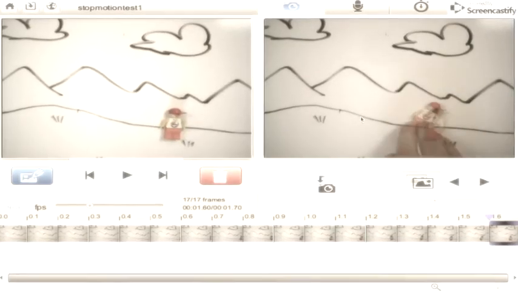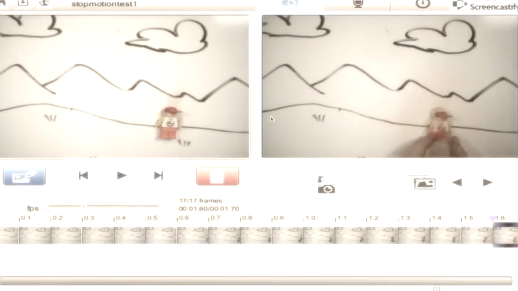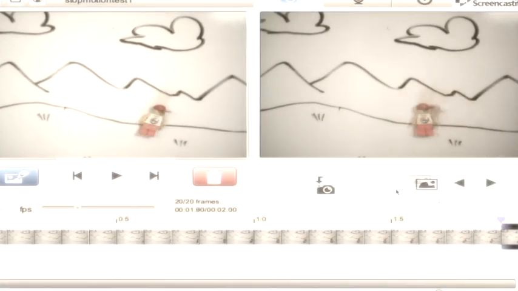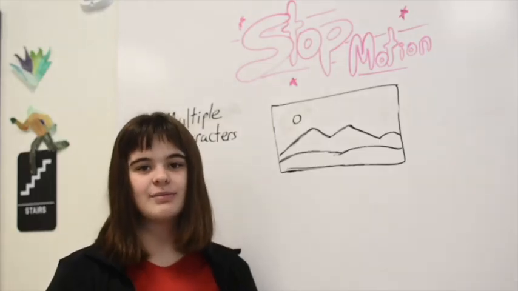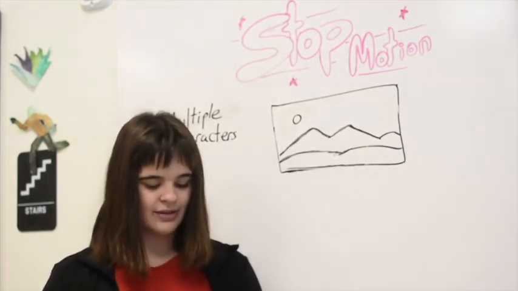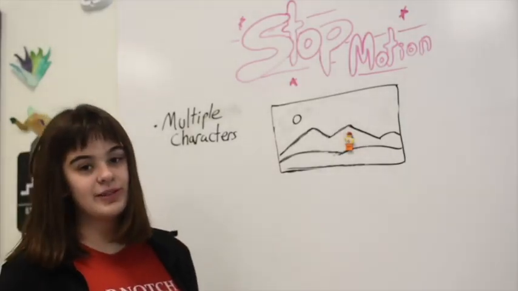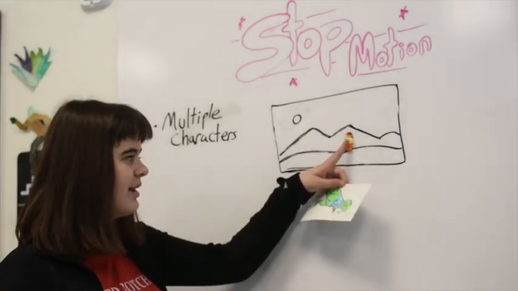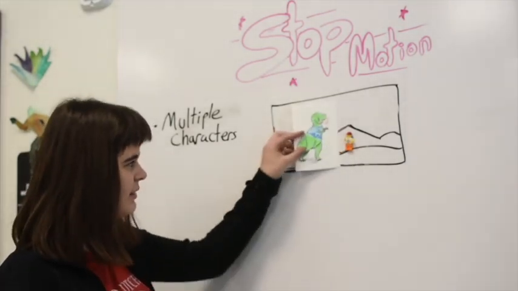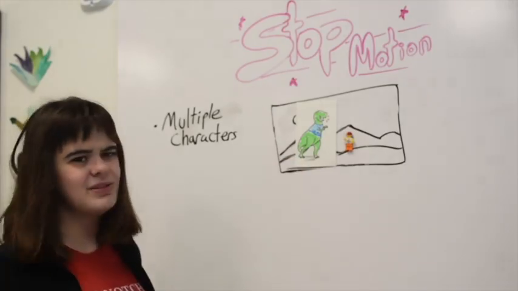Now that you have the basics of stop motion animation, here are some more ideas to take your movie to the next level. My first tip is adding multiple characters. For my movie, I only used one Lego minifigure. Another way you can add characters is with different materials. Now you can use Lego, you can use paper, like I did here with the Whimsysaurus. You can use all sorts of things.